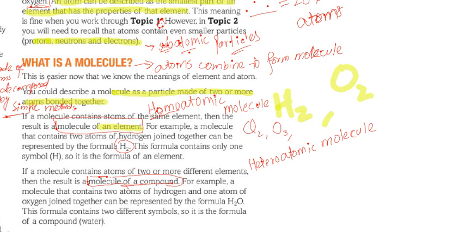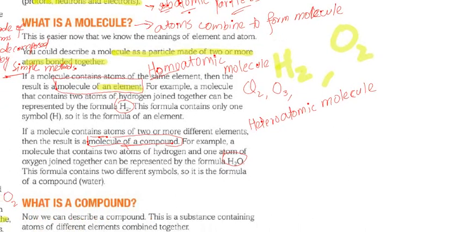It will develop itself. Okay, so heteroatomic molecule. For example, a molecule that contains two atoms of hydrogen and one of oxygen joined together is represented by the formula H2O. This formula contains two different symbols, so you can say it is the formula of a compound, water. So water is a compound. Its formula is H2O.